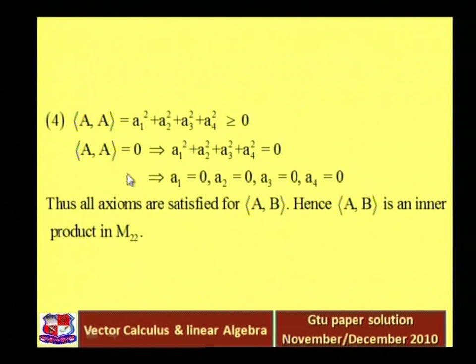Now next, if inner product A with A is equal to 0, then A1 square plus A2 square plus A3 square plus A4 square is equal to 0. Now the addition of the squares of real numbers is equal to 0. That means all the real numbers must be equal to 0. So A1 is equal to 0, A2 is equal to 0, A3 is equal to 0, and A4 is equal to 0. Thus all the axioms are satisfied for inner product AB. Hence inner product AB is an inner product on the set of 2 cross 2 matrices.